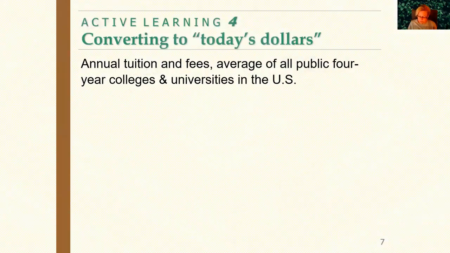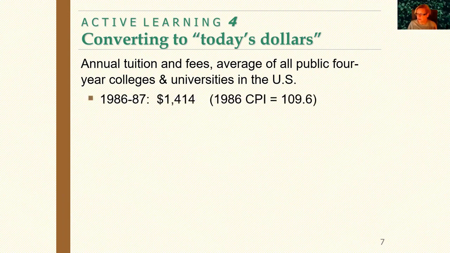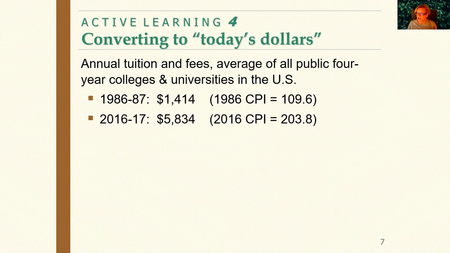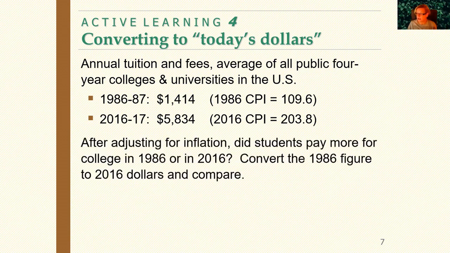All right. Here's another one, the annual tuition and fees at public four-year colleges and universities. When I went to college, a semester was about $1,414. Consumer price index 109.6. In 2016-17, the cost was $5,834 and the consumer price index was 203.8. After adjusting for inflation, who pays more?